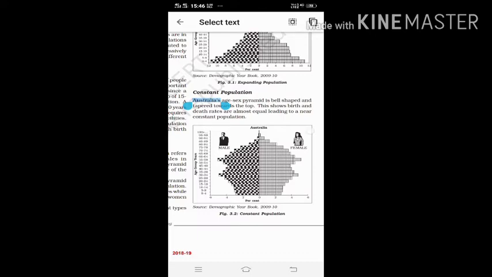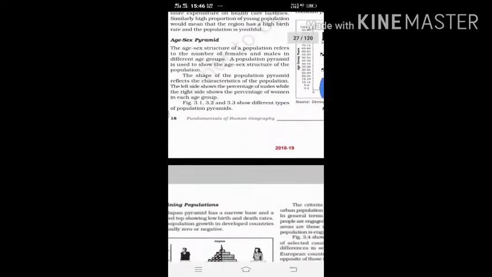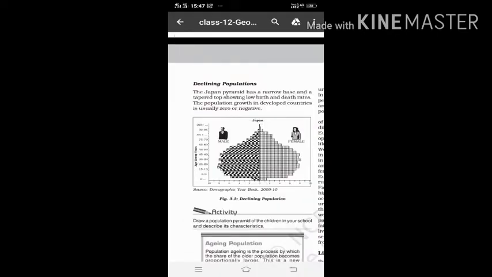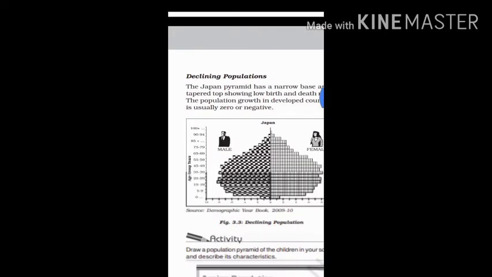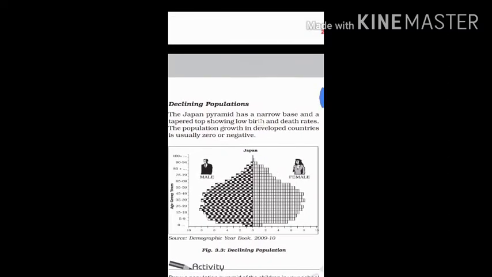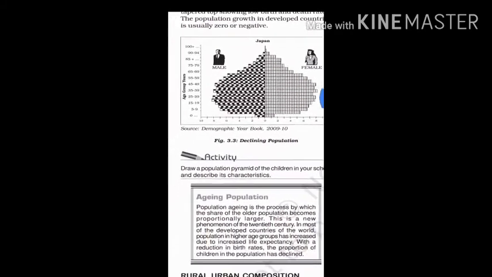So now comes declining population. In case of declining population, you can see that the base and the top are thinner. That means it shows low birth rate and low death rate. So it is happening in Japan. Japan is a country with declining population where there is low birth rate and low death rate. I hope you have understood it.